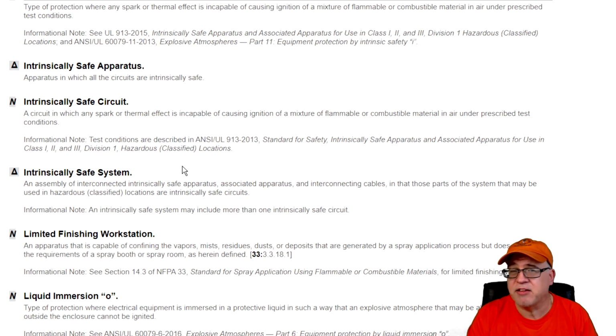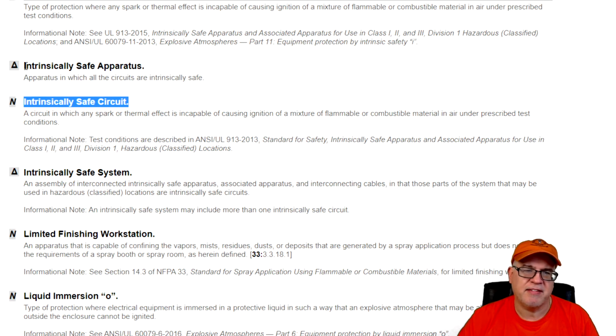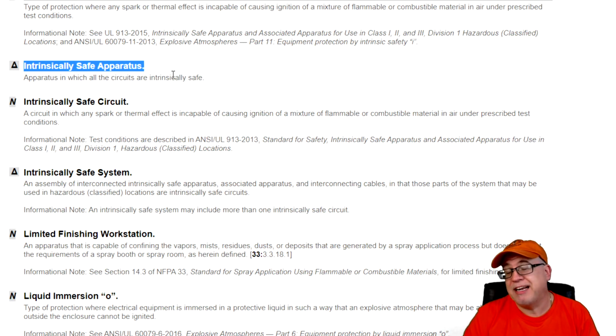Now, other things that you're going to hear about that you need to know at this stage are intrinsically safe systems, intrinsically safe circuit, and intrinsically safe apparatus. You'll run into this when you're dealing with fuel pump dispensing applications, and you'll see them mention intrinsically safe. In order to understand what an intrinsically safe apparatus, circuit, or system is, we need to understand it from the circuit level to the system level, and then any apparatus that's associated with an intrinsically safe system. So let's look at each one.